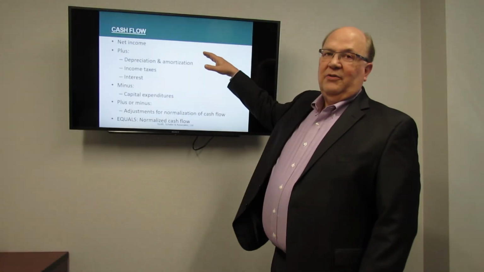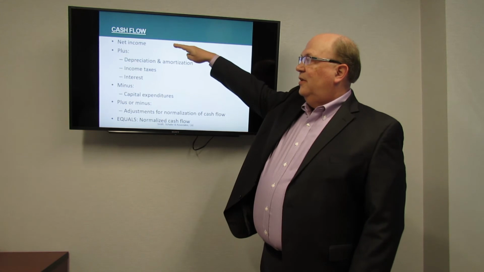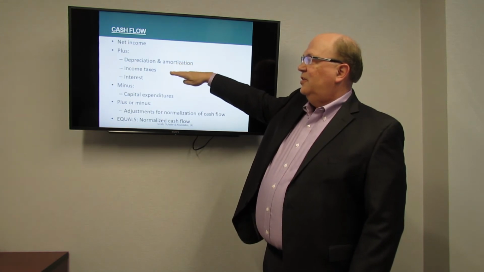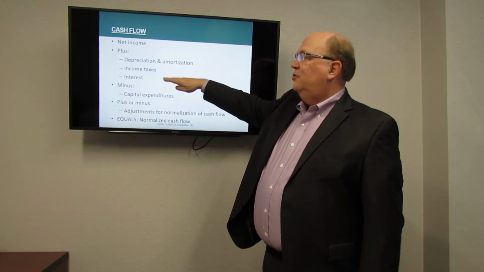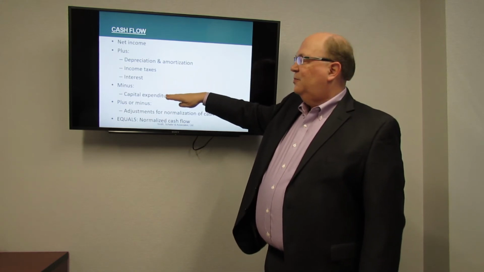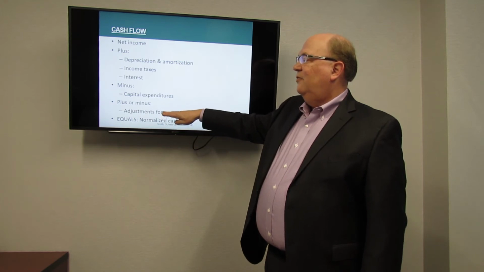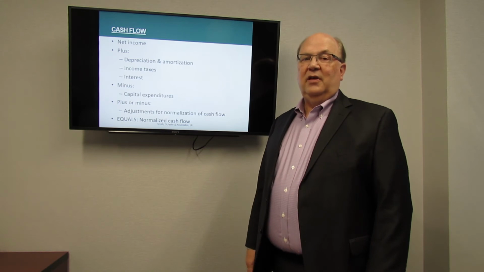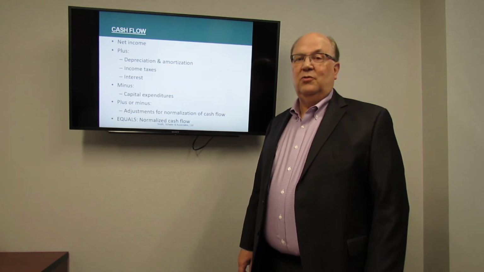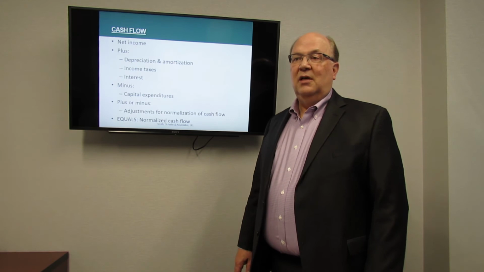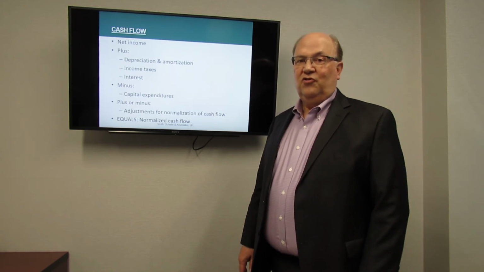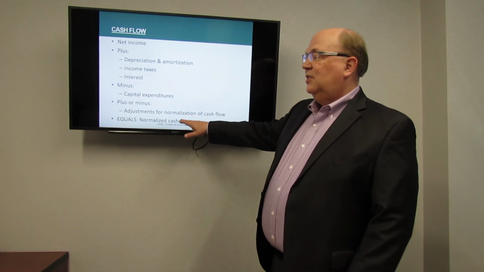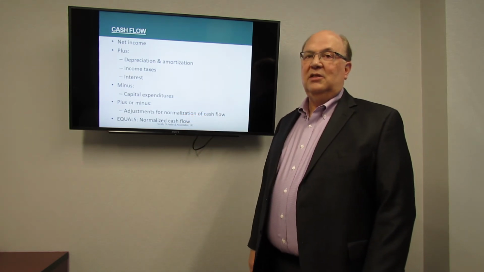So then we figure out the cash flow. We start with net income and we add back to that depreciation and amortization, income taxes, and interest, we subtract capital expenditures, and then we might have some pluses or minuses for normalizing net income. Things like extra perks that a business owner is taking out of the business, unusual items that may have occurred historically, and so on. Making those adjustments gets us down to what we call a normalized net cash flow.